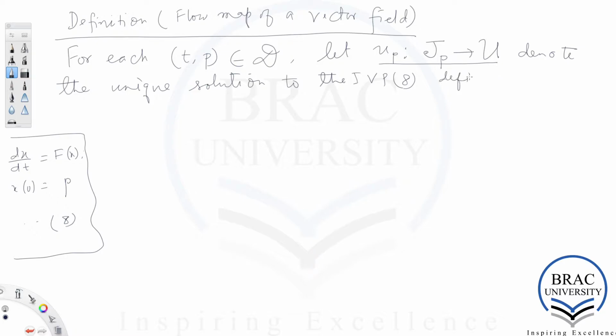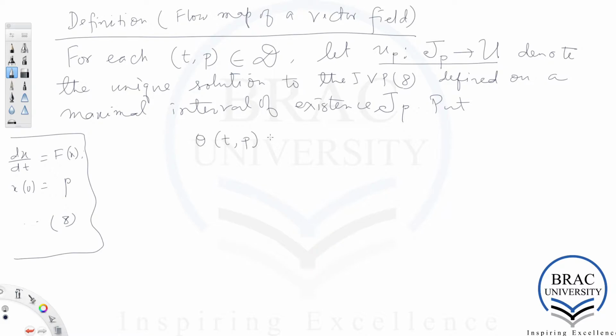defined on a maximal interval of existence J sub p. Now we put, as before, theta of (t, p) equals u sub p of t for all (t, p) in the domain D, which is equation number 9.